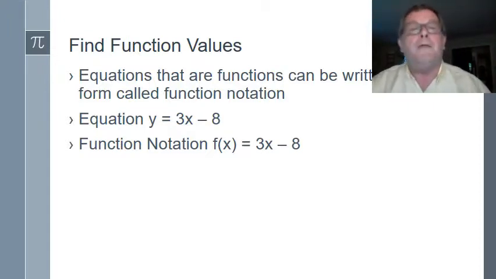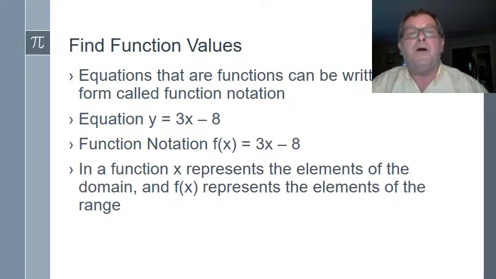Okay, enough of that. Anyway, we substitute in f of x for y. Now, in a function, x represents the elements of the domain. So x, domain, x, independent variable, x, input value. X represents the elements of the domain, and f of x, which is y, represents the elements of the range. So we are getting ready to find function values.